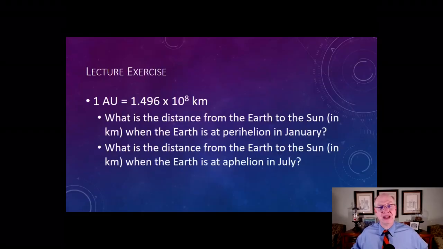Let's do it in kilometers right now. 1 astronomical unit is 1.496 times 10 to the 8th kilometers. That is 149.6 million kilometers. So what's the distance from the Earth to the sun in kilometers when the Earth is at perihelion? And what is it in kilometers when the Earth is at aphelion? So go ahead and do these calculations. I will pause here. You should pause the lecture here for a few seconds while you go out to the lecture exercise and do these for practice.